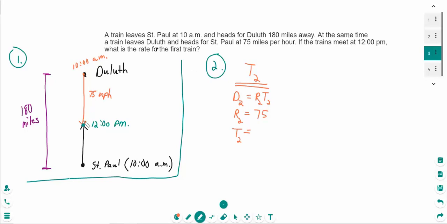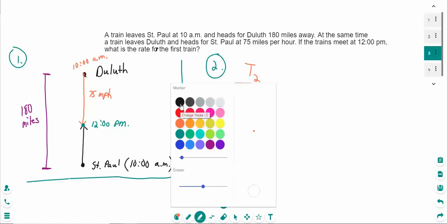And it says that they meet each other at 12 o'clock p.m. So from 10 o'clock a.m. to 12 o'clock p.m., what does that mean? That means that the second train has been running for 2 hours. So the time of the second train is 2. And there we go. So we got some really good information there on train number 2.